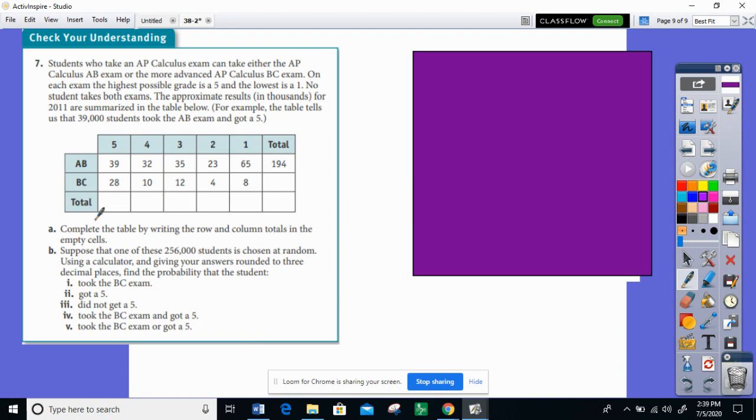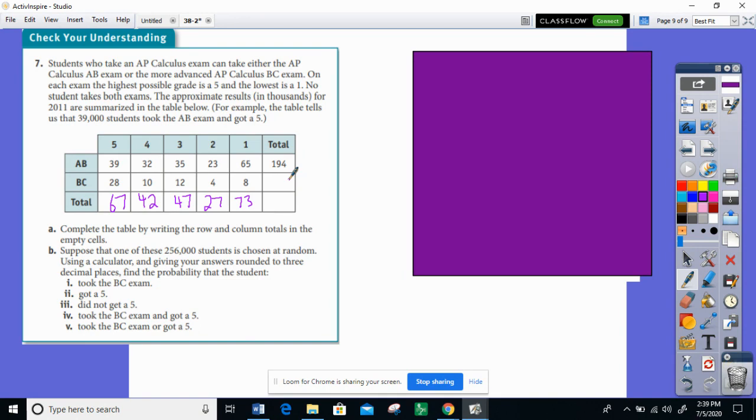Well, we know that 39 plus 28 would give us the total number of students that got a 5, so that would be 67. And remember, this is in thousands, but I'm just going to put the numbers in the cell. 32 plus 10 is 42. 35 plus 12 is 47. 23 plus 4 is 27. And 65 plus 8 is 73.